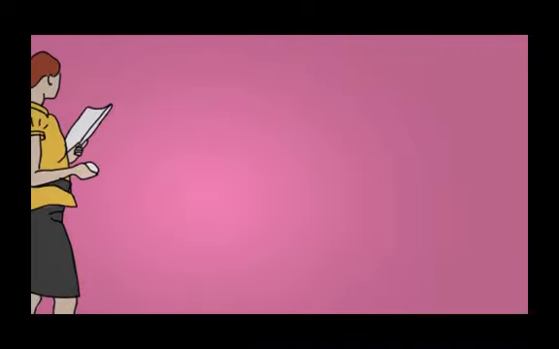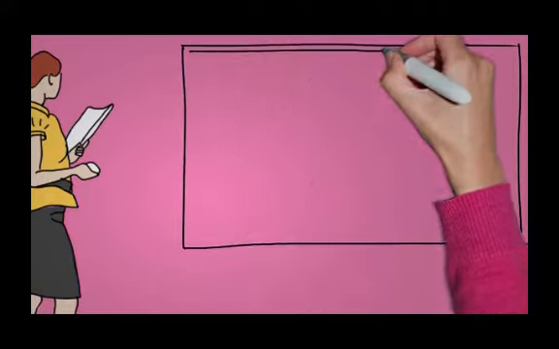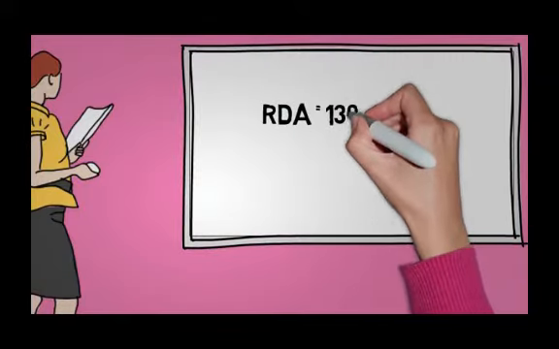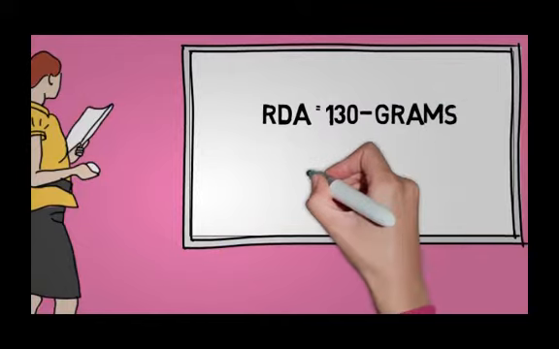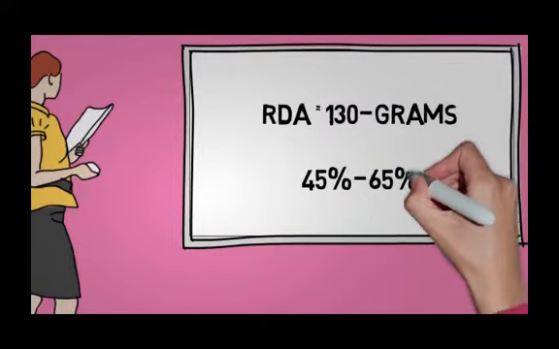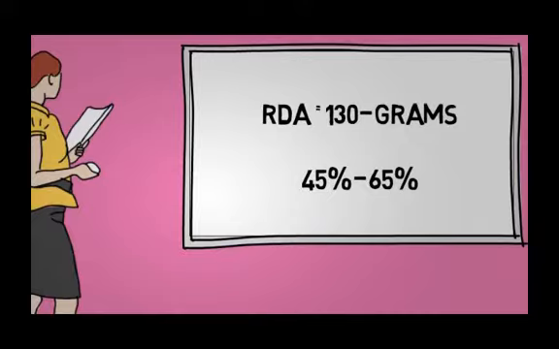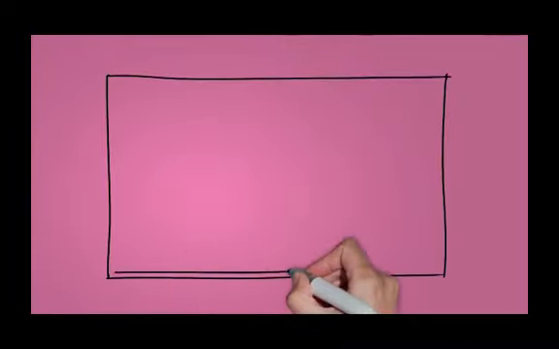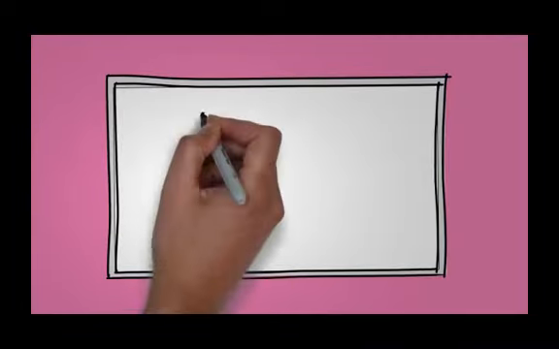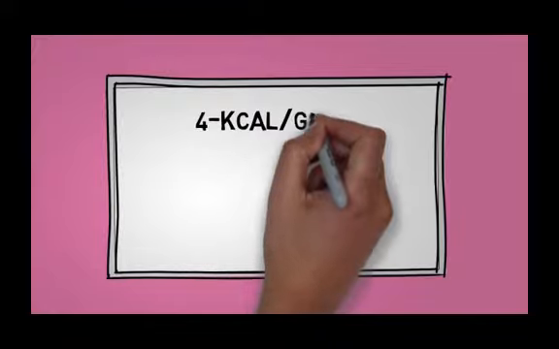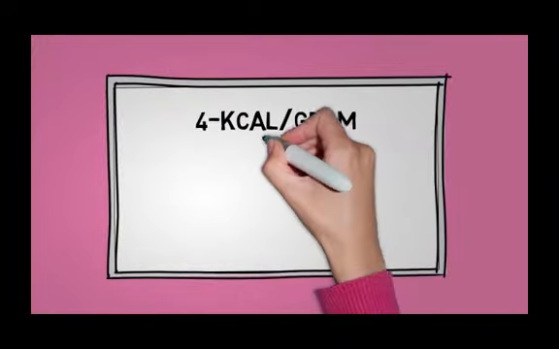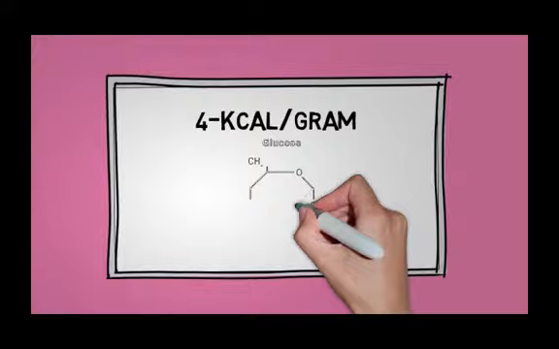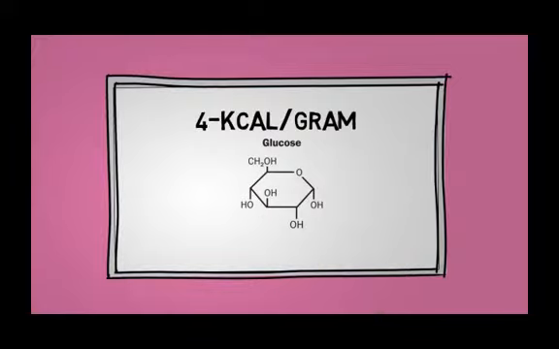In fact, the recommended daily allowance, or RDA, for carbohydrate is 130 grams, and the recommended range of your total daily calories from carbohydrates is 45 to 65%. Second, carbohydrates are also energy yielding. All carbohydrates provide 4 kilocalories per gram. These calories are released during the breakdown of chemical bonds in a process called catabolism. We'll talk more about that later.